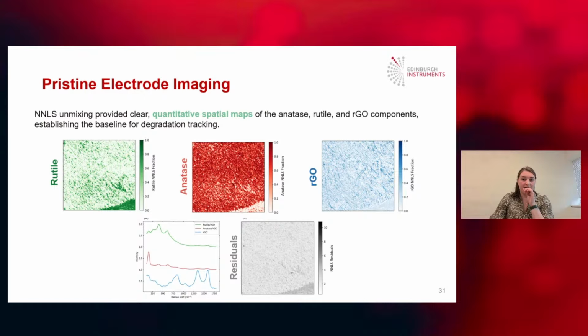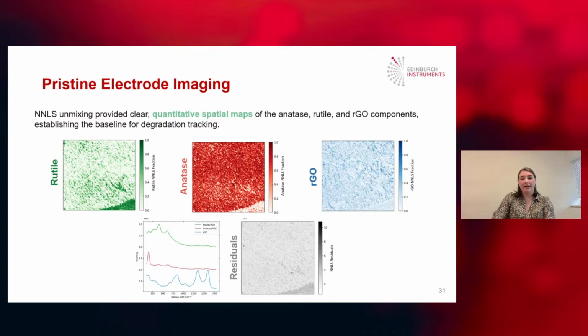So as you can see, the maps show that the pristine electrode had a dominant anatase, which was uniformly distributed across the surface. So that's shown in red here. There was also the rutile phase, but this was more clustered and less uniform across the electrode. And finally, the reduced graphene oxide formed fibrous conductive networks across the electrode as well.